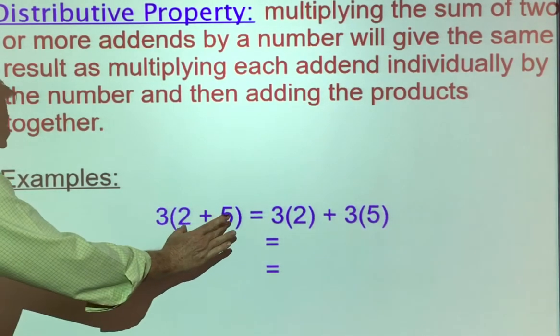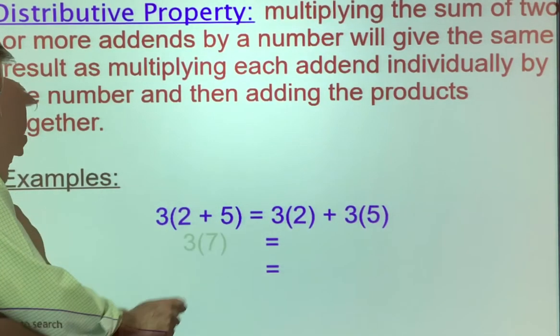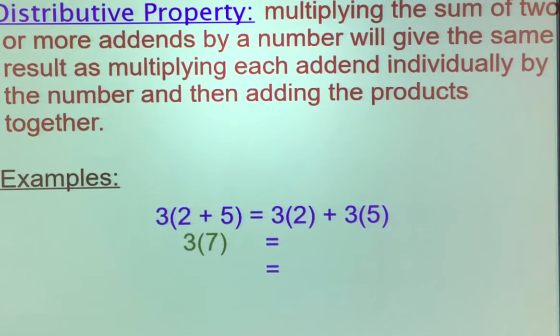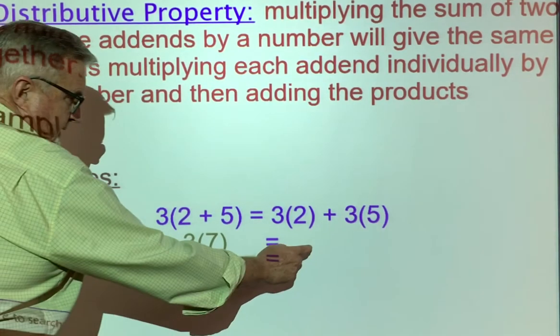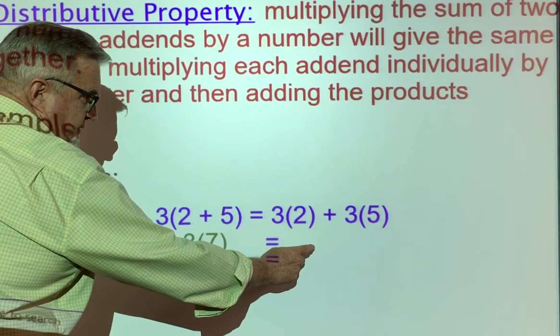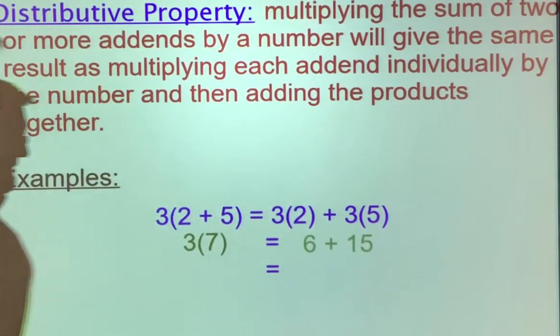So on this side, we would do the parentheses first, which would give us 7. 2 plus 5 is 7, so that'd be 3 times 7. On the other side, we'd go ahead and do both the multiplication problems. So we would have 3 times 2, which is 6, and 3 times 5, which is 15. So we'd have 6 plus 15.